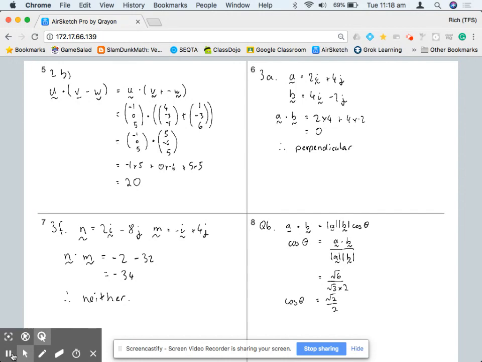I am not going to reach for my calculator, because you should be able to identify immediately what angle gives us root 2 on 2 when put into the cosine function. Can anyone tell me immediately? Yay, 45 degrees, well done, Ollie. So that's 45 degrees or pi on 4. That's question 6 done.